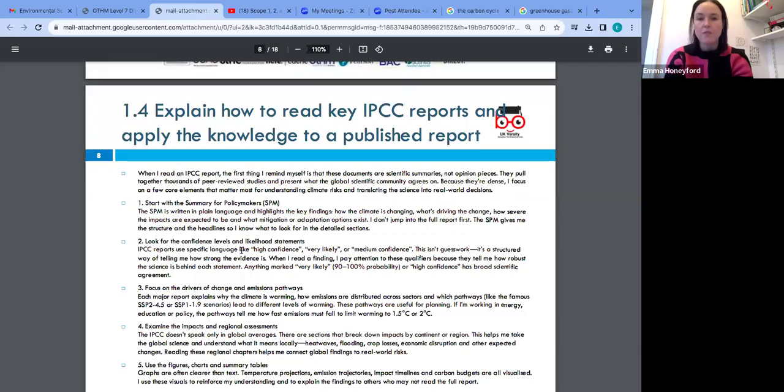We're going to focus now on a few core elements that matter most for understanding climate risks and translating the science into real-world decisions.